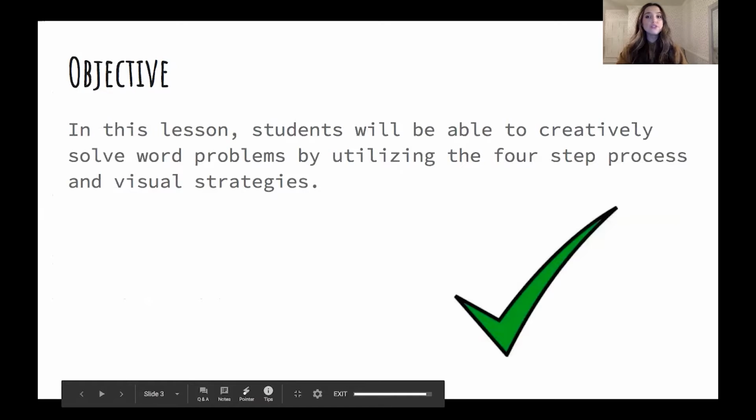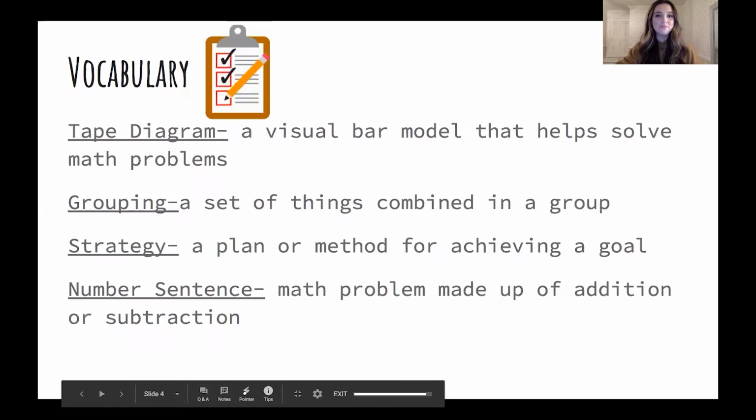Okay, so we are going to talk a little bit about the objective. Here is the objective. In this lesson, you will be able to creatively solve word problems by utilizing the 4-step process and visual strategies. So again, this is something you will be able to do by the end of this lesson. I'm going to show you the 4-step process. I'm going to take you through solving word problems using that process and other strategies, and hopefully that helps you guys feel confident in your ability to solve these. So that is our objective for the day.